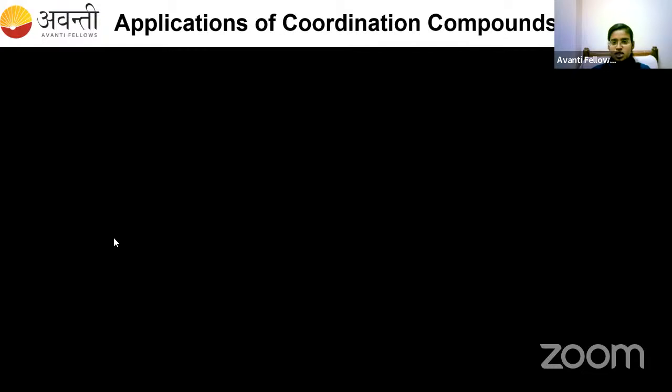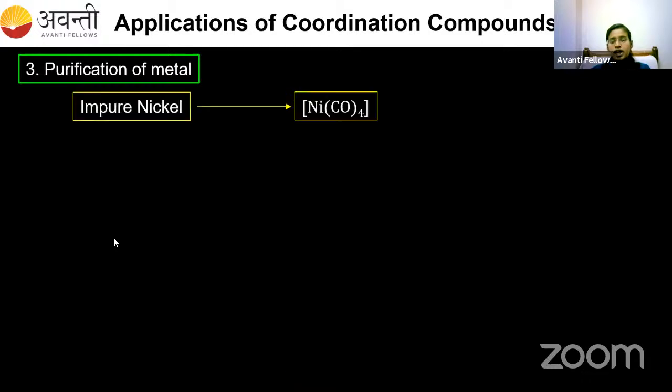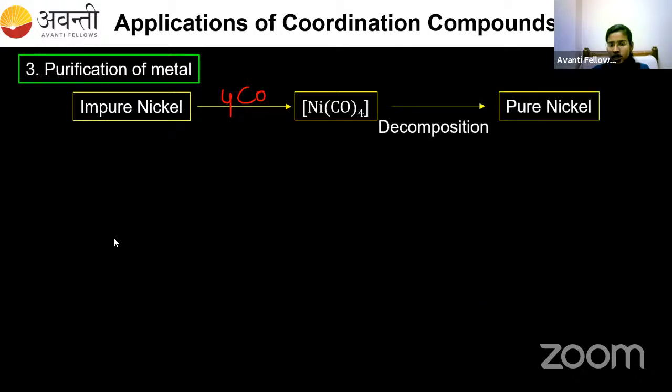In the extraction process, we are using... Then thirdly, it is used for the purification of metal. The impure nickel is getting converted to nickel tetracarbonyl by the treatment of 4CO ligand. If the impure nickel is reacting with 4CO ligand, it will give nickel tetracarbonyl, and on decomposition, nickel tetracarbonyl will form pure nickel. Okay, so for the purification of the metal, we are using coordination compounds.